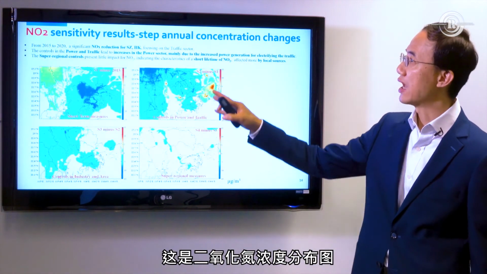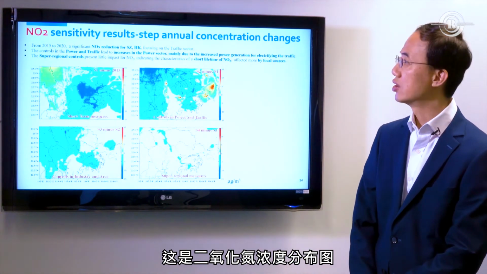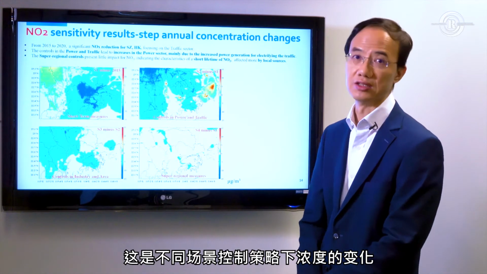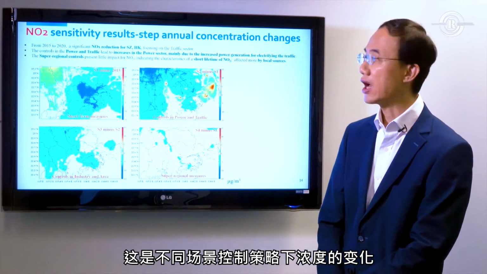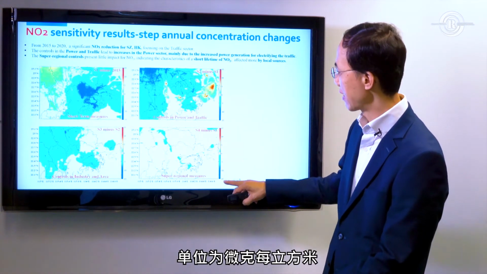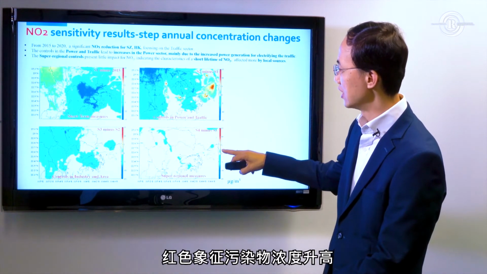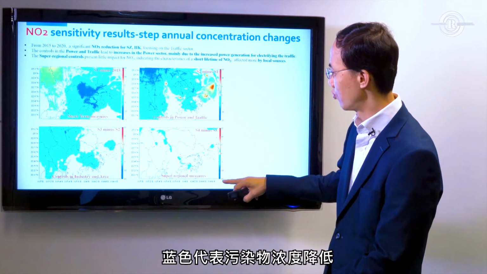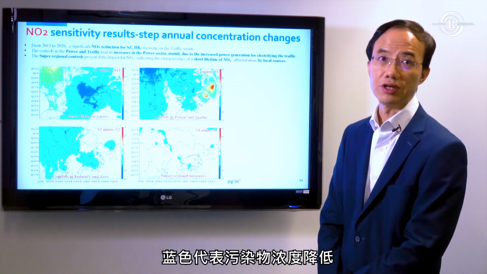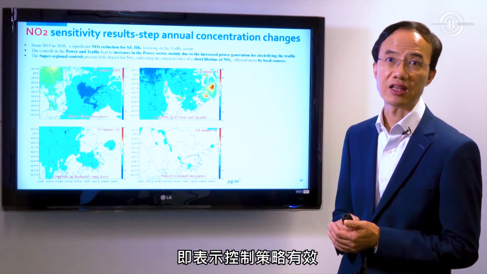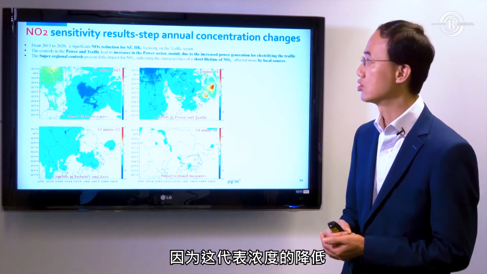Okay, now this is the NO2 concentration map. This is not exactly the concentration map; it is the difference under various control strategies, again in microgram per cubic meter. The hot color tells you there is an increase. The blue color tells you there is a decrease. Whenever we have blue, that means the control strategy is effective because it is a reduction in concentration.